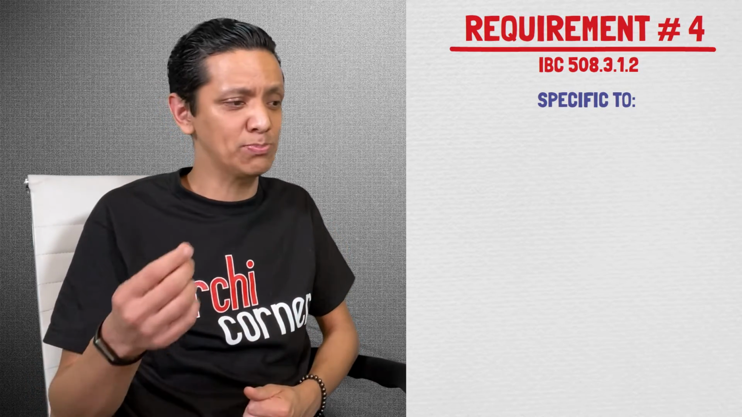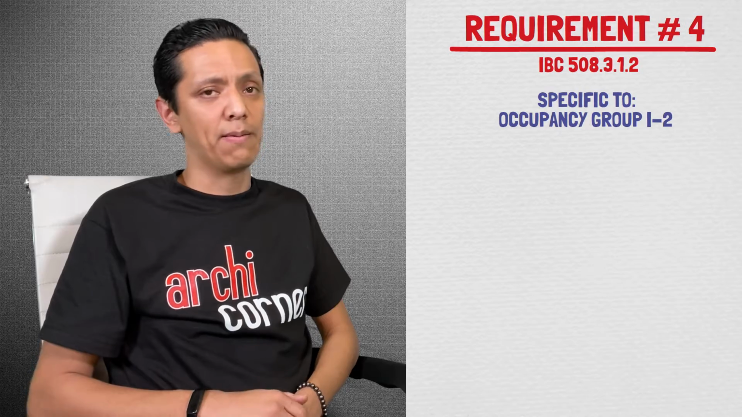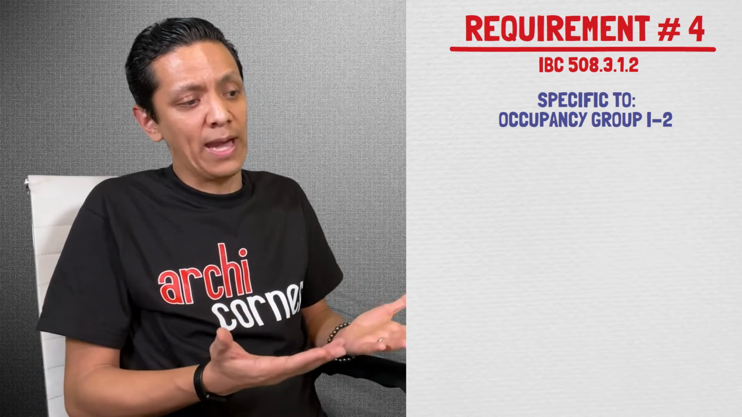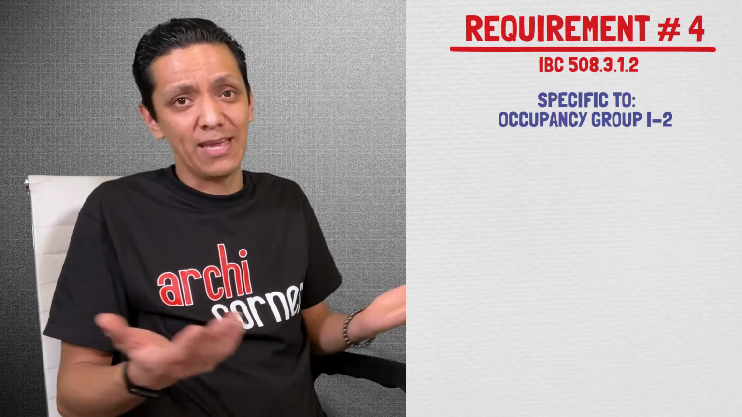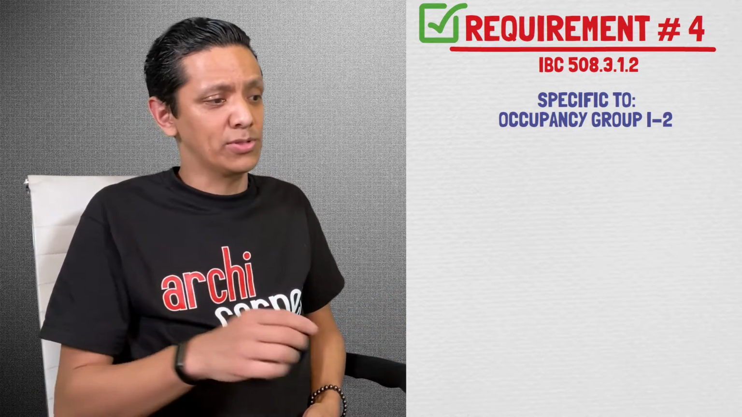We're not going to go too much into detail because, again, it's very specific, but just know that if you do have an occupancy group I2, there are special requirements. But since in our example we don't have a group I2 in this building, we meet this requirement. So check, and going on to the next requirement.